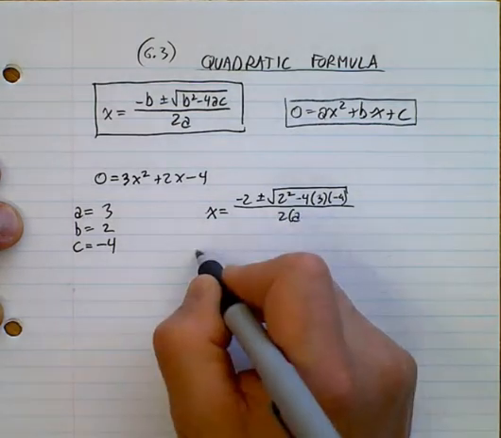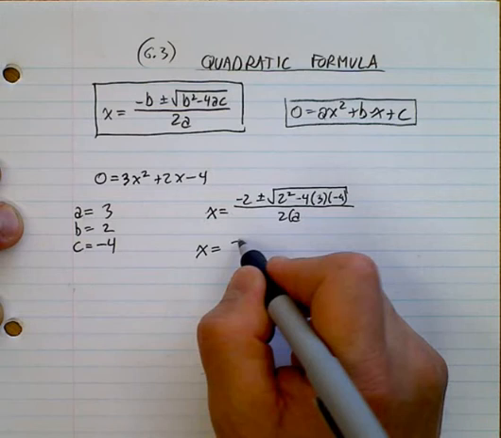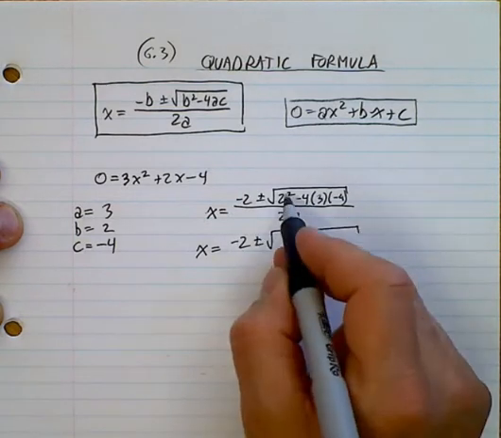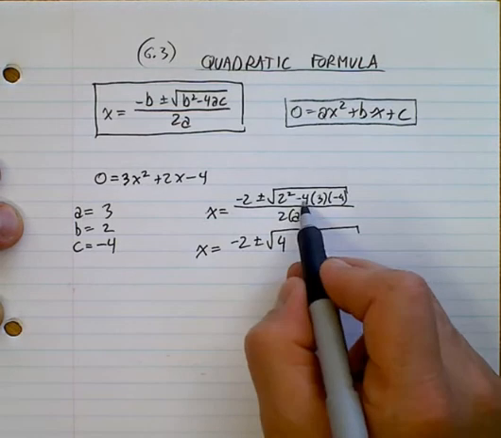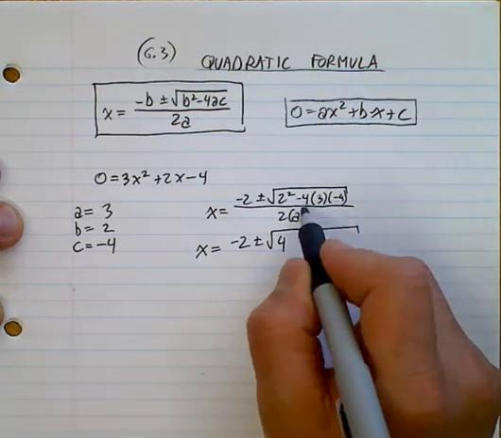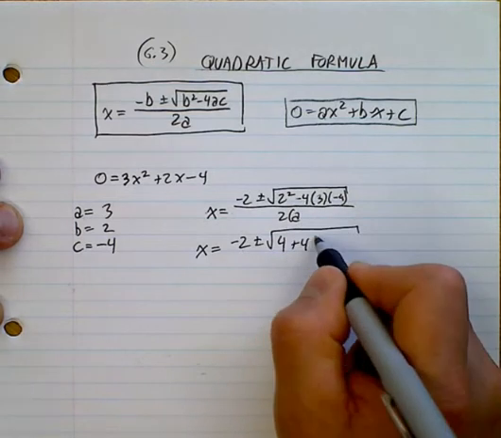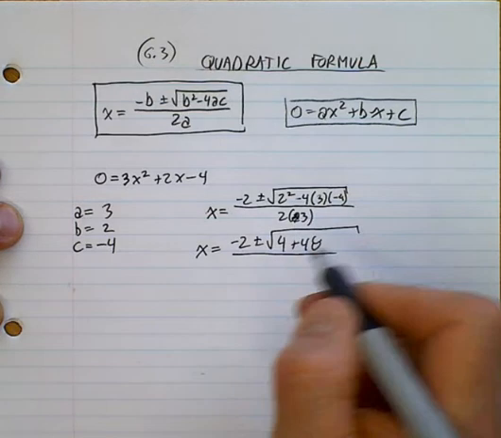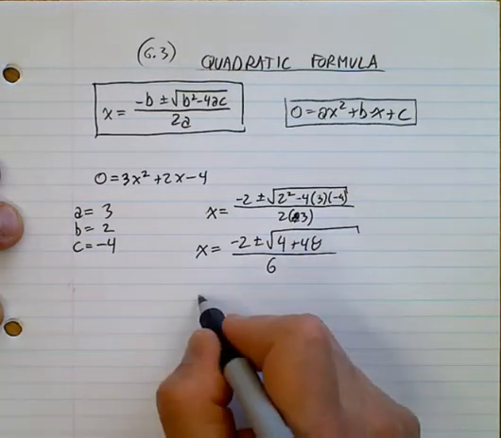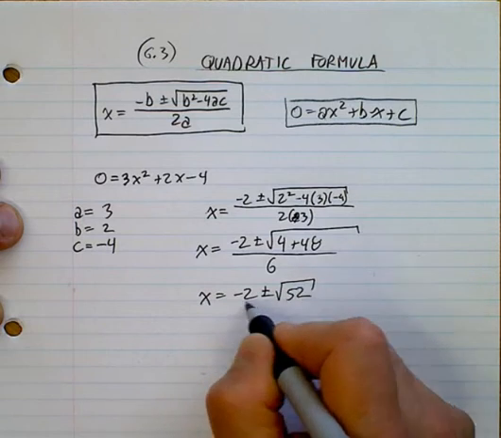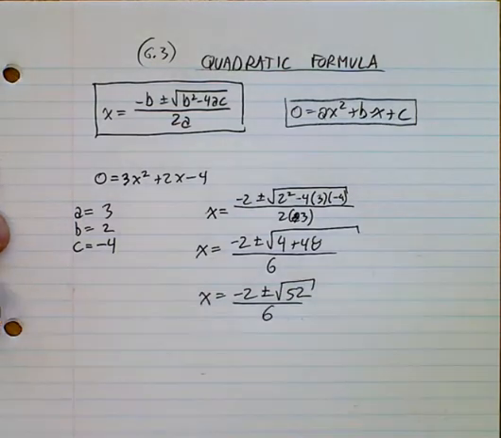So now we're going to do a little bit of simplifying, right? The square root of, let's say 2 squared is 4. 4 times 3 times 4, that's 16, that's 48. Minus and a minus, so plus 48 all over 2a. Oh, I didn't put a 3 here. I should have put a 3 there. So all over 6. Now x is equal to negative 2 plus or minus the square root of 52 all over 6.